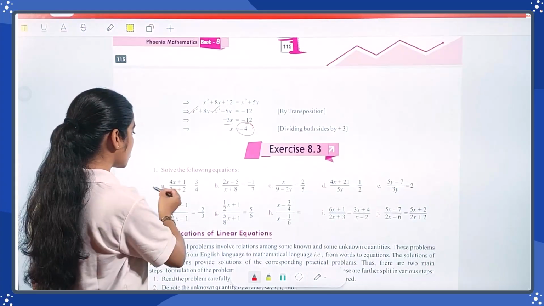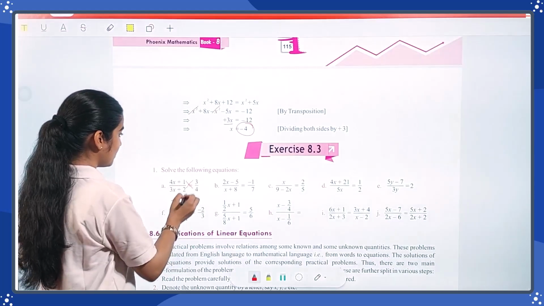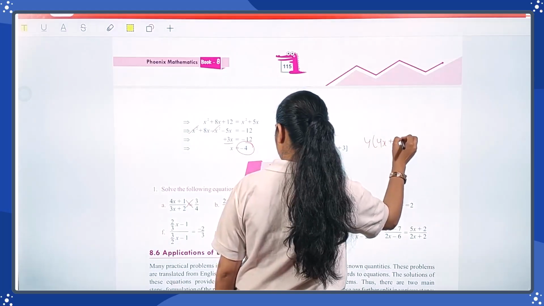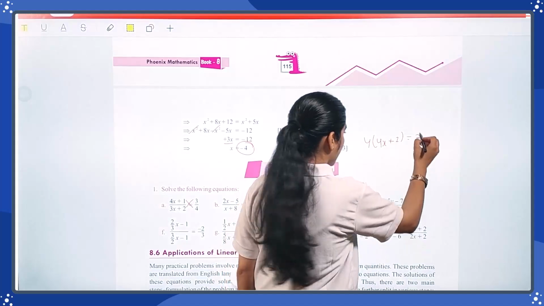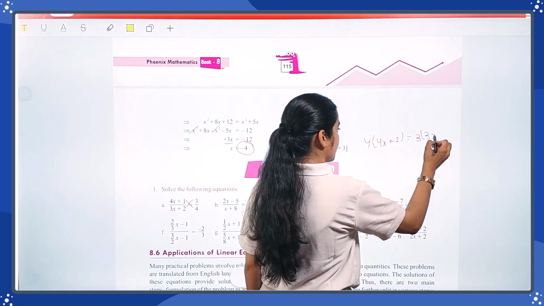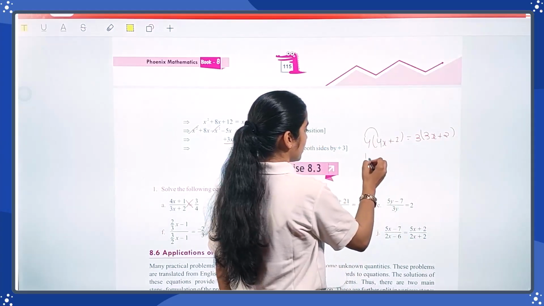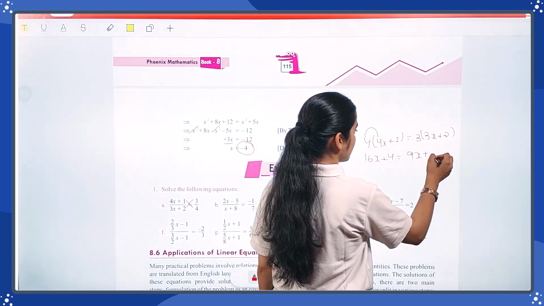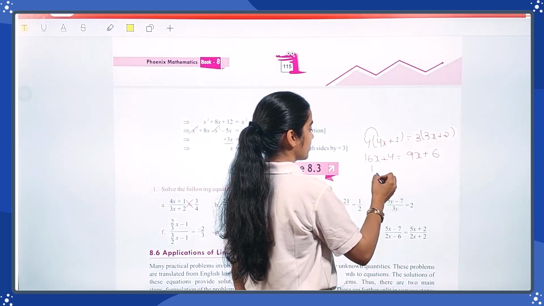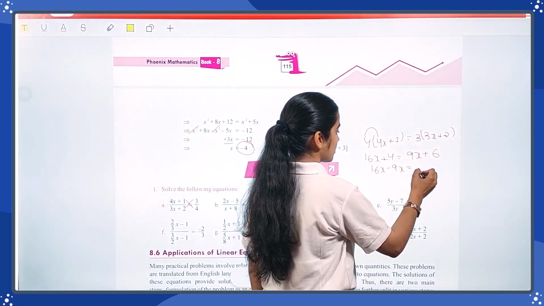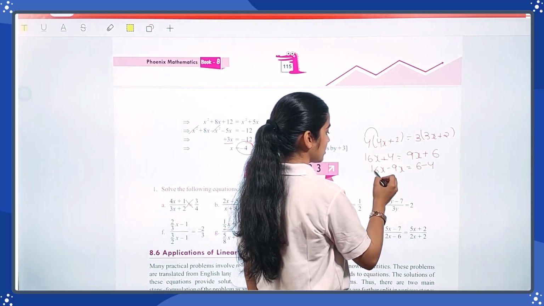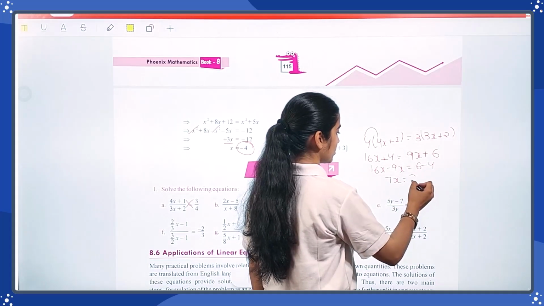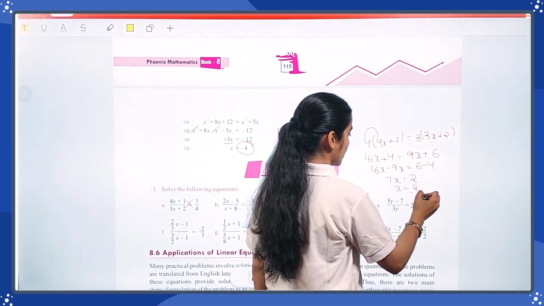Now we have the next exercise. Solve the following equation. So we have to cross multiply it, which means 4x plus 1 is equal to 3 multiplied by 3x plus 2. 4 multiplied by 4 is 16x plus 4. 3 multiplied by 3 is 9x. 3 multiplied by 2 is 6. 16x minus 9x is 7x, and 6 minus 4 is 2. So x is equal to 2 by 7.